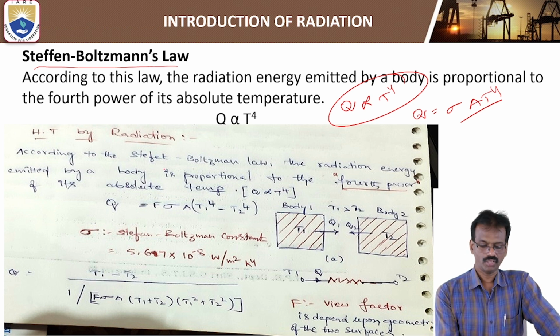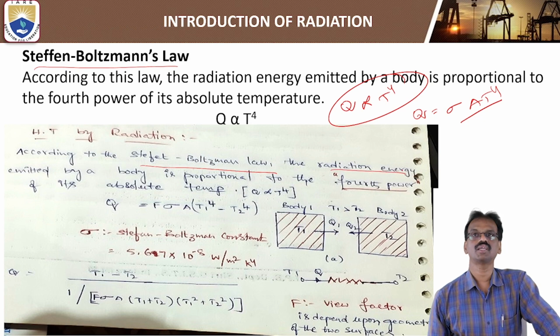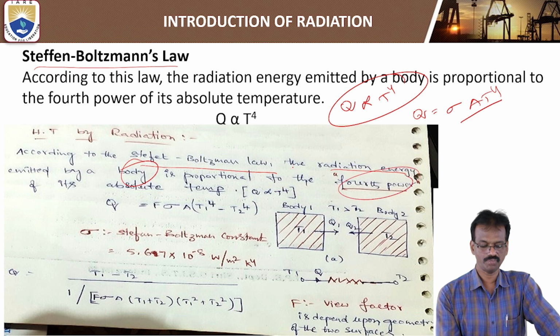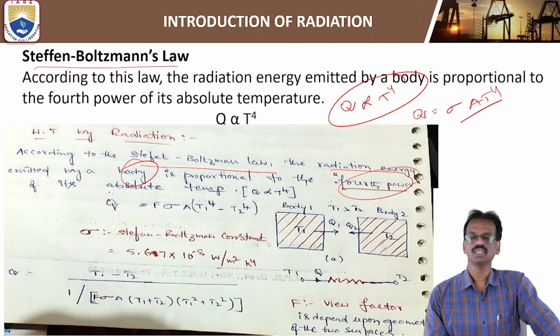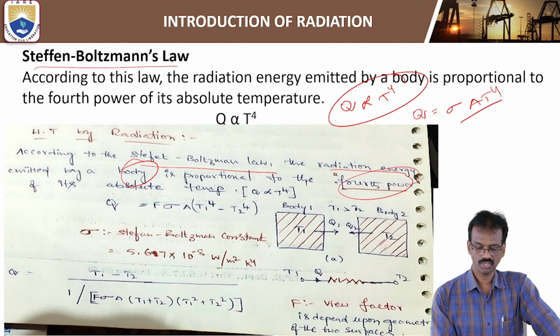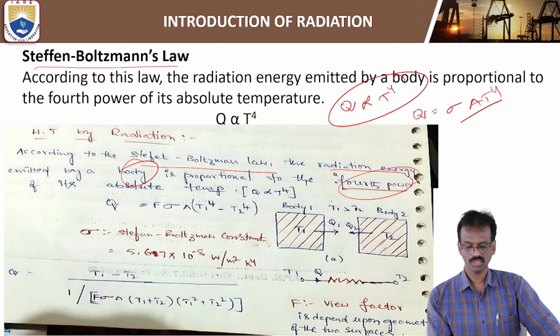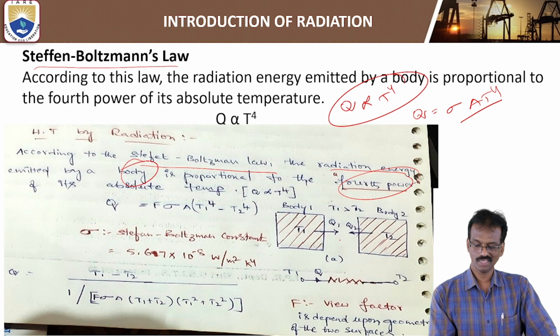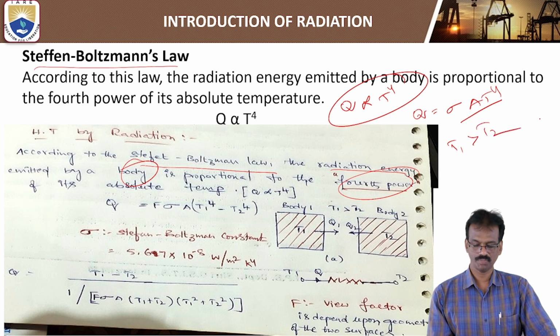So, according to Stefan Boltzmann, the radiation energy emitted by a body is proportional to the fourth power of the absolute temperature. If there are two bodies, body 1 and body 2, with temperatures T1 and T2, and T1 is greater than T2, then heat transfer takes place from body 1 to body 2.